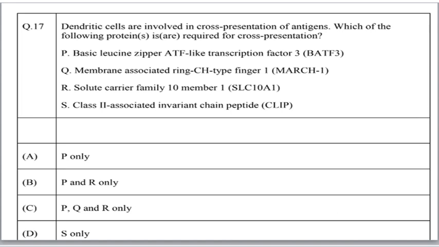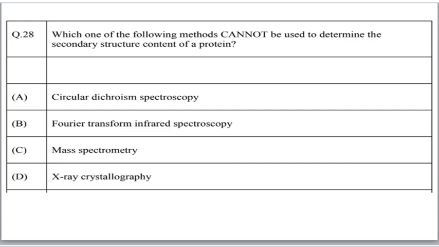Okay. The second question, which is quite confusing, is question number 28. Which one of the following methods cannot be used to determine the secondary structure content of protein? This is an MCQ type of question, and in the official answer key they mention option C, that is mass spectroscopy cannot be used to determine the secondary structure of protein. But according to me, for this question, option D is correct.